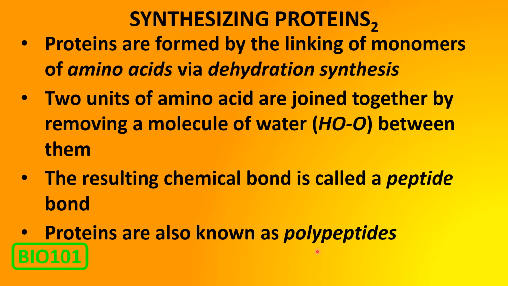Proteins are also known as polypeptides because proteins, as I've said, are big long chains of amino acids. Right? And so if you have 1, that's a monopeptide. If you have 2, that's a dipeptide. If you have 3, that's a tripeptide. If you have 4 or more, we call it a polypeptide. And it could be 4, it could be 104, it could be 4,000. Big long chains of amino acids.